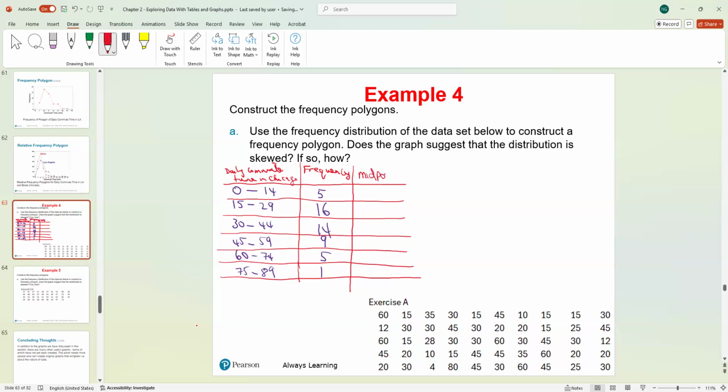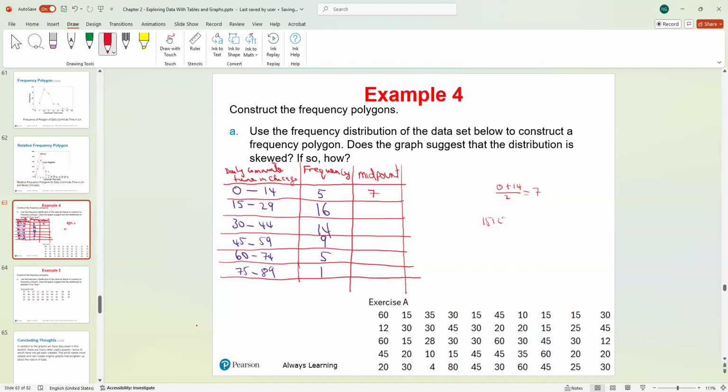That's what you need to construct a polygon. Now, to construct a midpoint, you need to add the class limits and you divide by 2. For example, 0 plus 14 divided by 2, that makes it 7, right? So we're going to have the first one as 7. Okay, that would be 7. So I put 7 here.